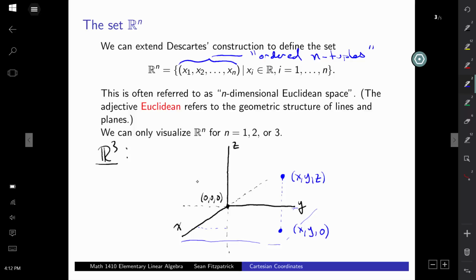So you can drop this over, and so here would be your point. So this would be x, 0, 0, and you could go along this way parallel to the x-axis until you hit this point on the y-axis, corresponding. So this would be the point 0, y, 0.